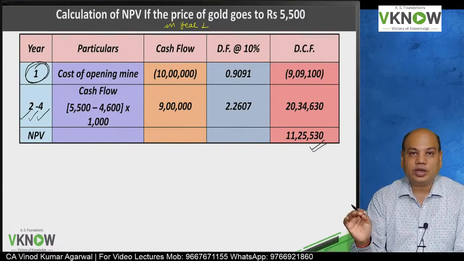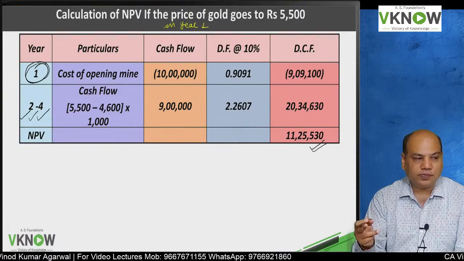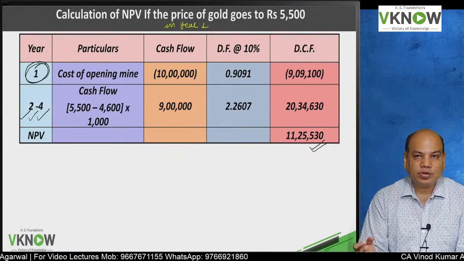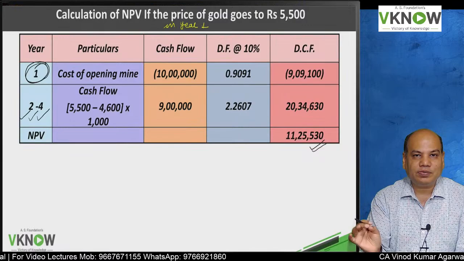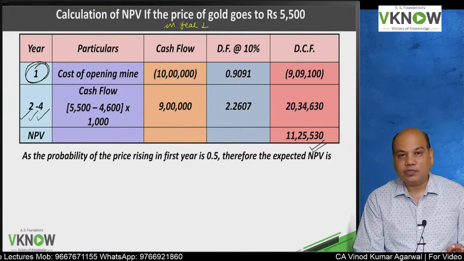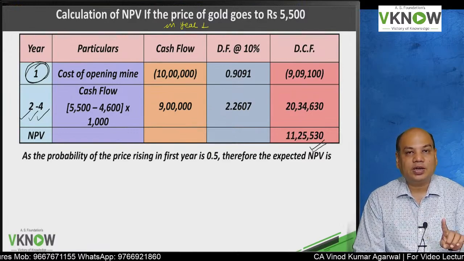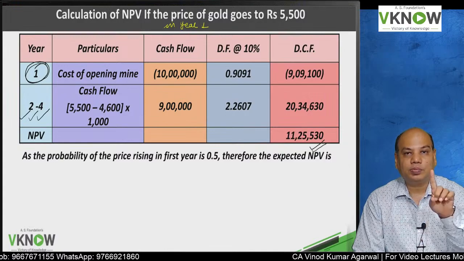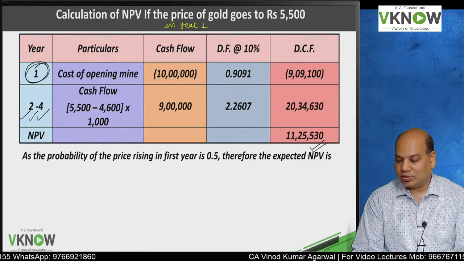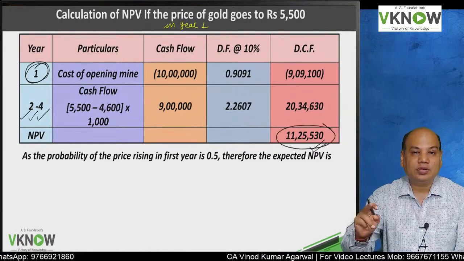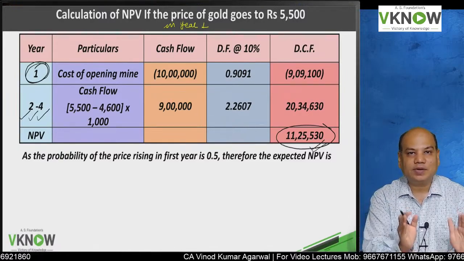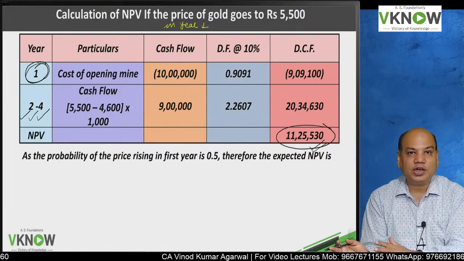The probability of getting 5500 is 0.5. The probability of getting 4500 is 0.5. So what will be my expected NPV if I wait for a year? This is not the final answer. You can get this amount with 0.5 probability only. Okay, another possible mistake area. Students think this is the NPV. This is not NPV. This is NPV if price is 5500, but price can be 4500 also.